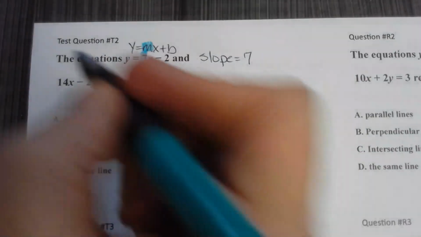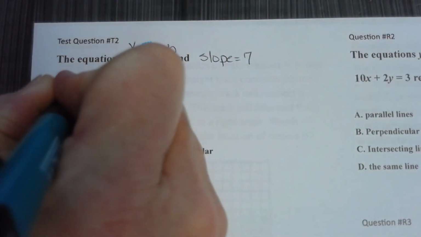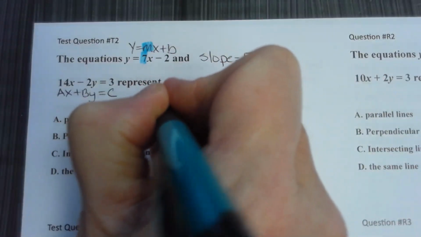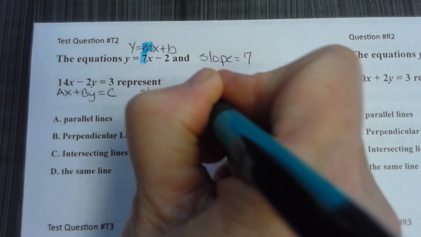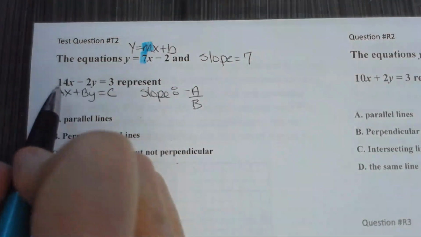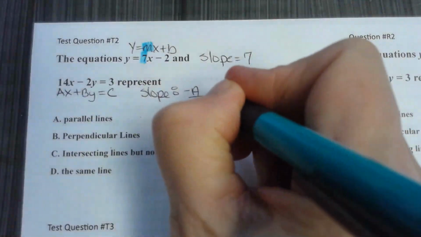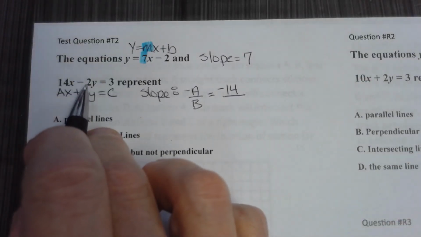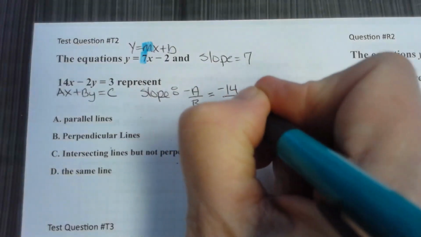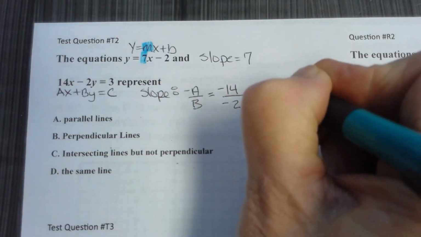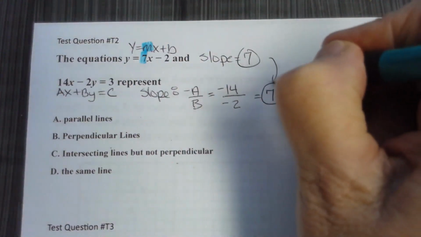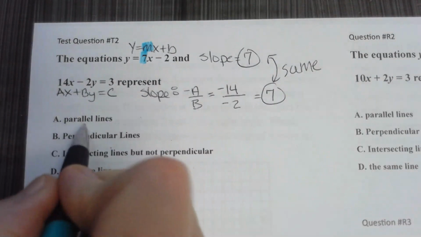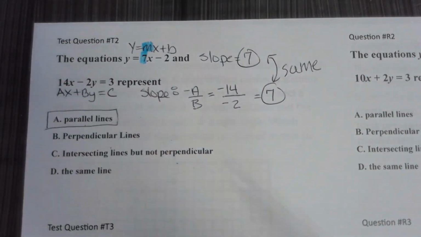Okay. For this one, I want you to write ax plus by equals c. And the slope, when it's in that form, is the opposite of a over b. So a is 14, so the opposite of a is negative 14. And we need to be careful here. B is actually a negative 2. And when I simplify that, I get 7. And now let's compare these slopes. They are the same. Since they are the same, these lines are parallel.